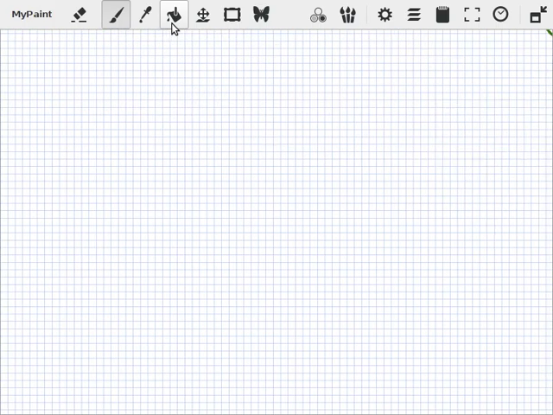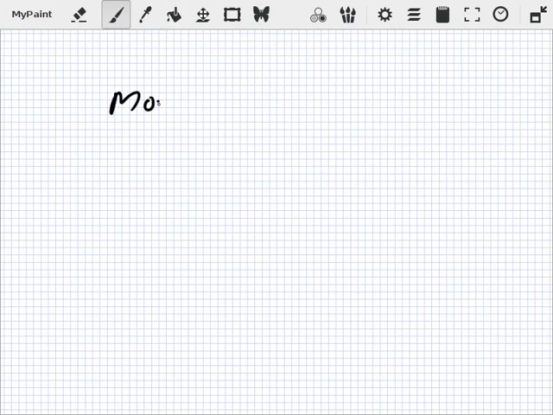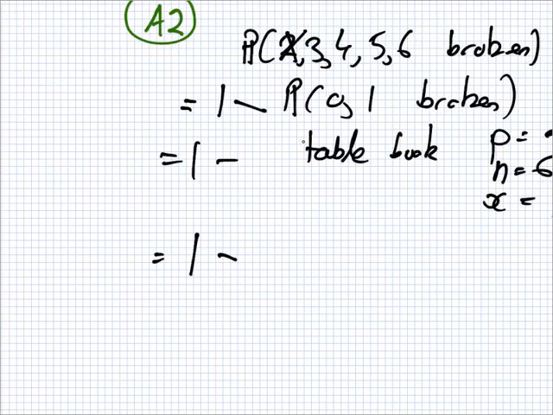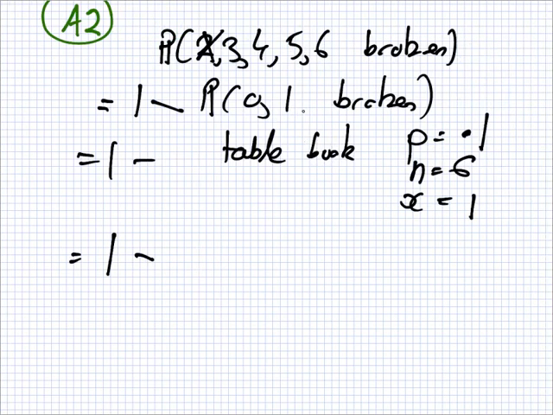Stupid English. You understand the difference between more than 2 and 2 or more? I didn't understand the difference yesterday. Disgraceful. Right, so that means 0, 1 or 2 broken, so I just need to look up 2. Okay, so what do you get when you look up 2, please? 0.9842.